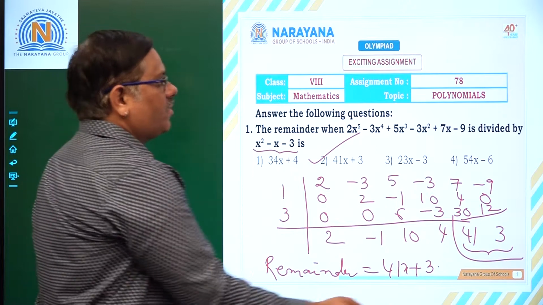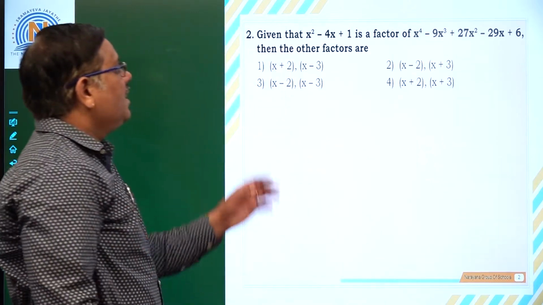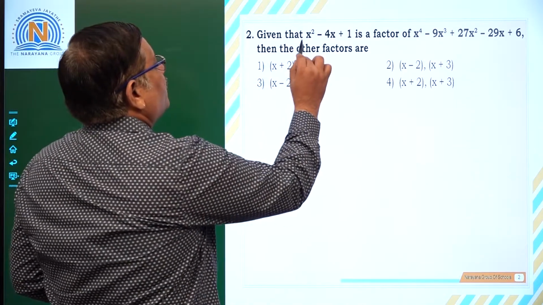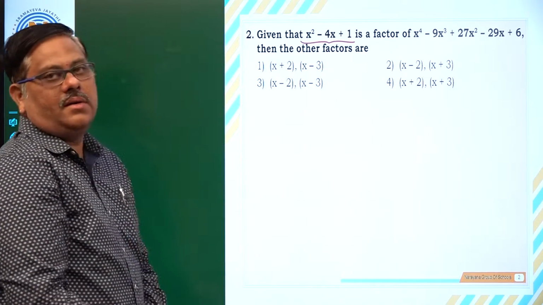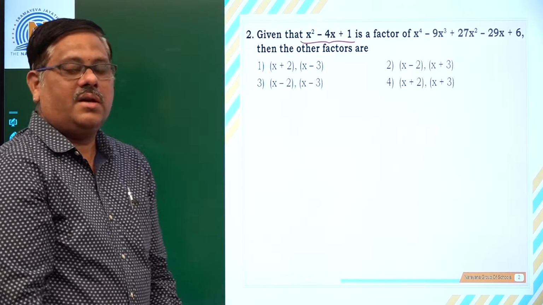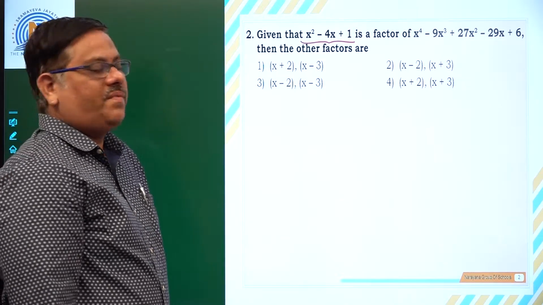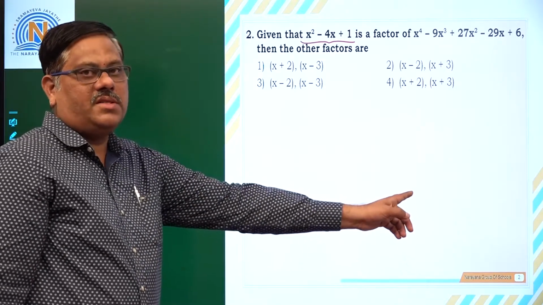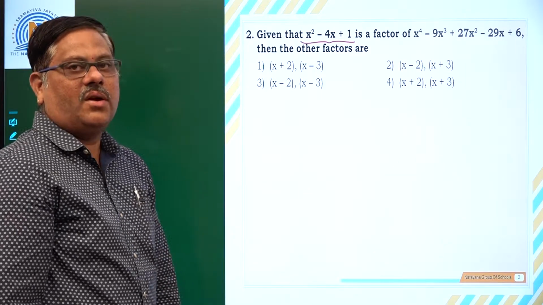Okay. Now let us see one more question to have clarity on this method. Here also it is given that x^2 minus 4x plus 1 is a factor. He is saying that they are factors. So factors means definitely we should get remainder 0. Let us see whether we are getting remainder 0 or not.